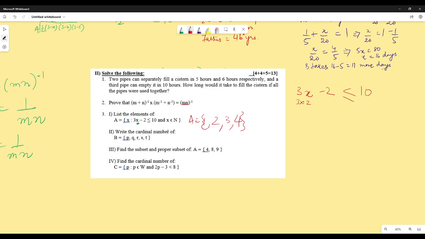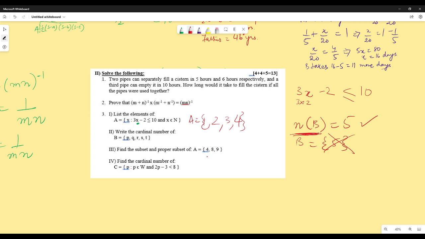Write the cardinal number of P, Q, R, S, T. So cardinal number, you remember, all you have to do is write it this way. This means you are writing the cardinal number. This is the proper way to express it. 1, 2, how many elements are there? 1, 2, 3, 4, 5. So this is what you should have written. I saw many of you wrote like this. This is wrong because it means B is a set which has an element which is 5. No. When we are writing the cardinal numbers, this is the way we write them.